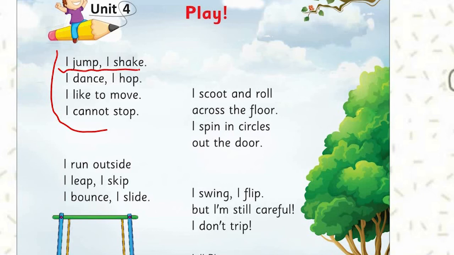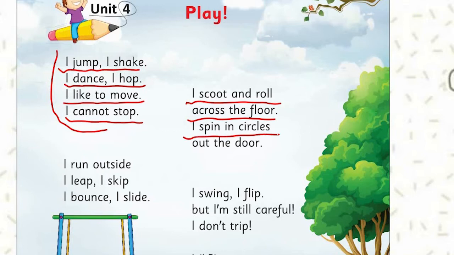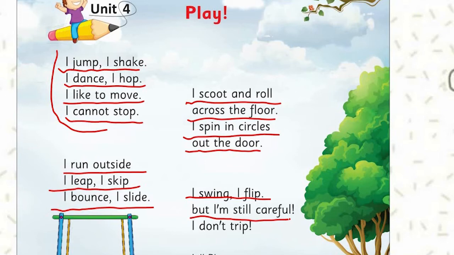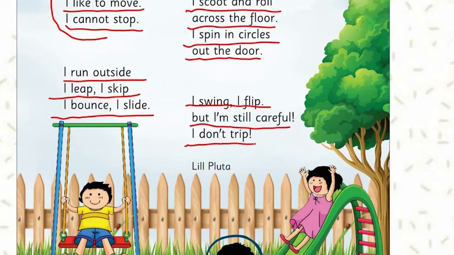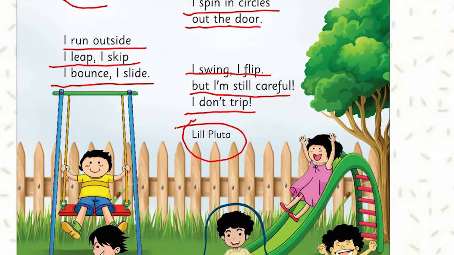I jump, I shake, I dance, I hop, I like to move, I cannot stop. I scoot and roll across the floor, I spin in circles out the door. I run outside, I leap, I skip, I bounce, I slide, I sweep. Swing, I flip, but I'm still careful. I don't trip. This poem is written by Pluta.